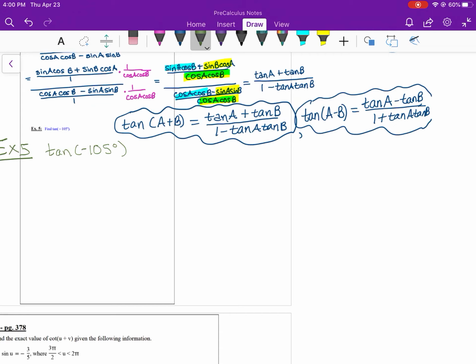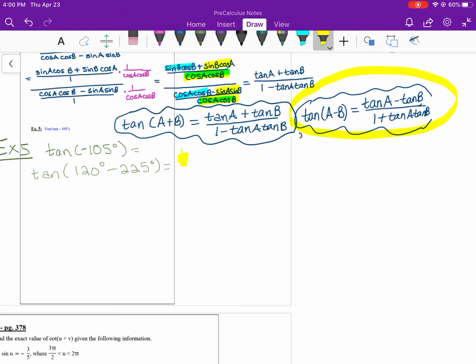So I'm hoping you're thinking about it. Let's see, I know that's 60 and 45, so what if I took 120 minus 225, does that work? Is that difference negative 105? I believe it is, so I think we're ready to go. All right, I'm going to match that up with this formula right here.